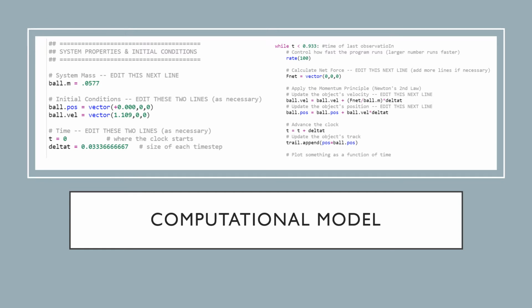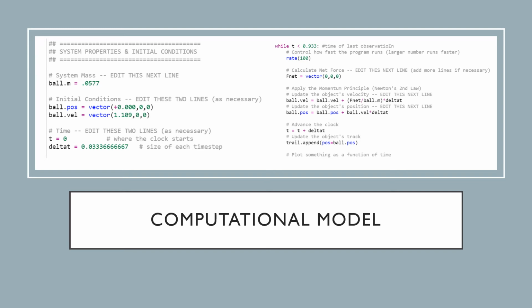In line 31, I input the ball's mass, which is 0.0577 kilograms. Line 34 indicates the ball's initial position vector, which was <0,0,0> meters. Line 35 indicates the ball's initial velocity vector that we calculated earlier, <1.10900, 0, 0> meters per second. Line 38 indicates the beginning of our observation time, and in line 39, I changed the model time step increment to be the same as the observational time step from Tracker, which is 0.033 seconds.